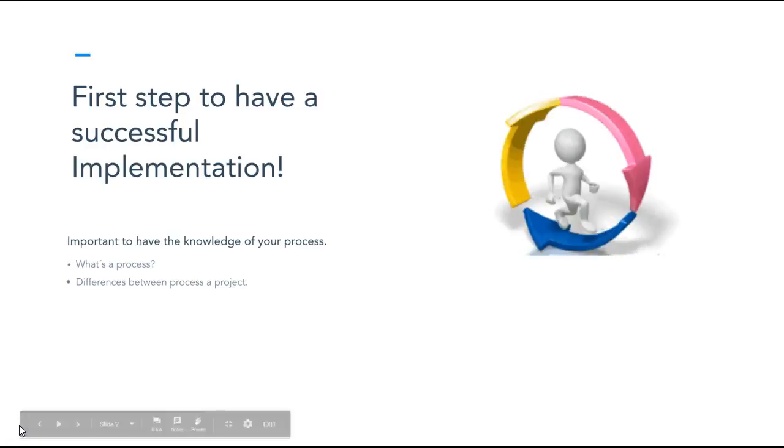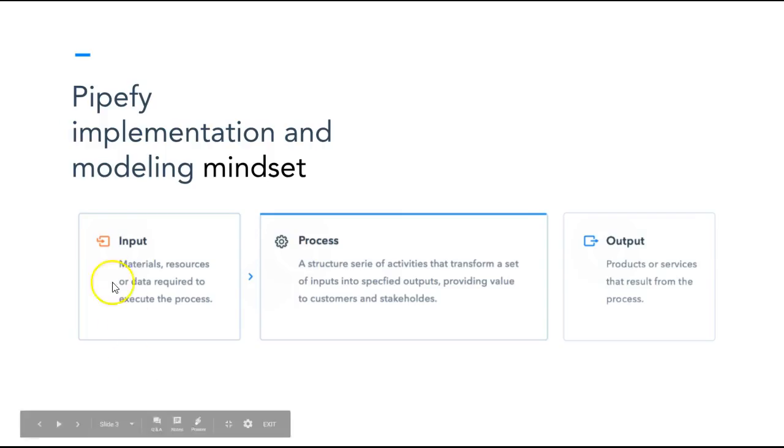So for the mindset of the implementation, I need to identify what's my input, what's my process, and what's my output. The input is going to be everything that starts my process. It can be a material, a form, an email, or a phone call, for example. It's all the information I need to start my process. And the output, on the other hand, is going to be what I need to deliver in the end. It can be results, a service, a product, and the process itself is going to be all the steps, everyone that's going to be involved to achieve the output.